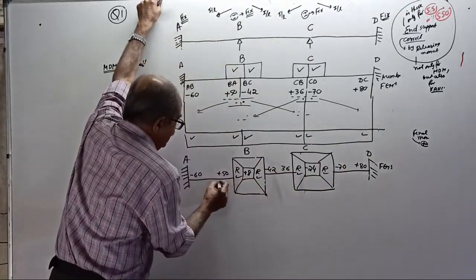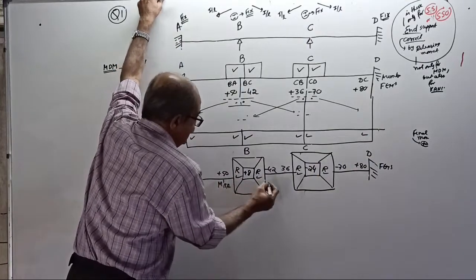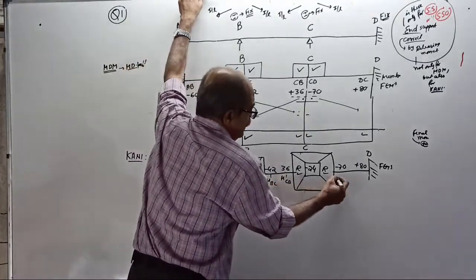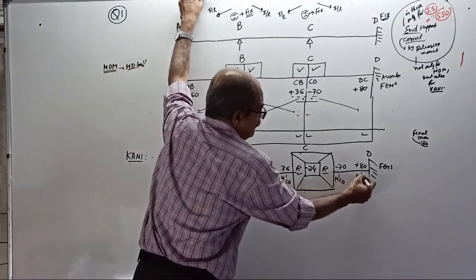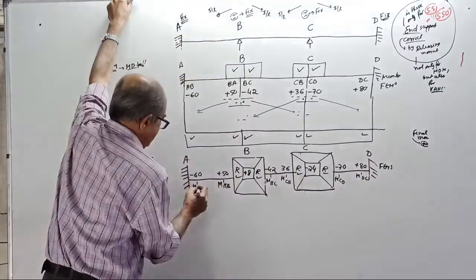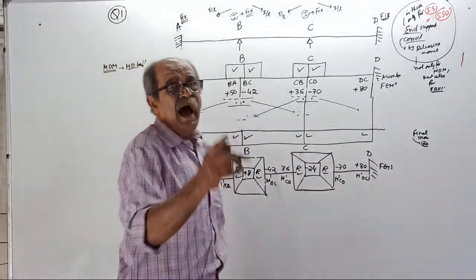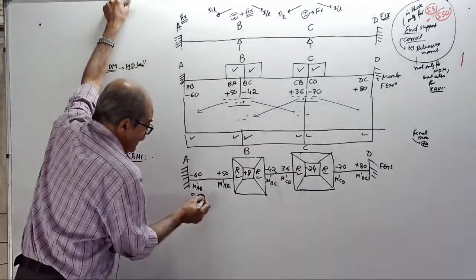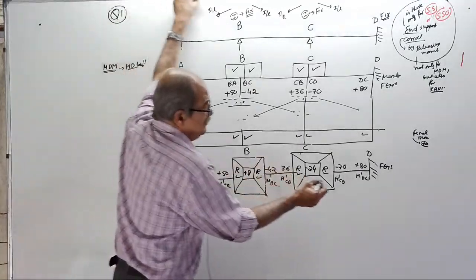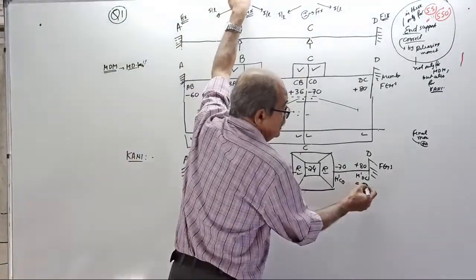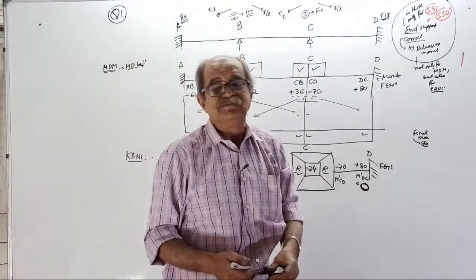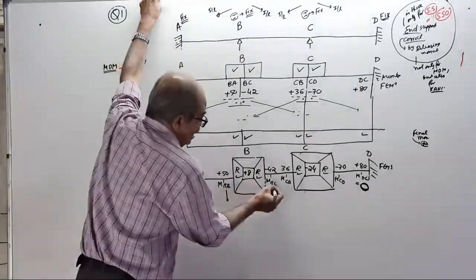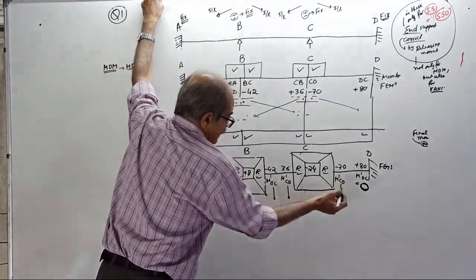See, this is your M dash BA, this is M dash BC, M dash CB, M dash CD, M dash DC, this is M dash AB. Remember, where absolute fixed end is there, rotation contribution is real zero. See, real zero. This also real zero. Later imaginary zero will come. Okay, start. Now repeat the terms here.